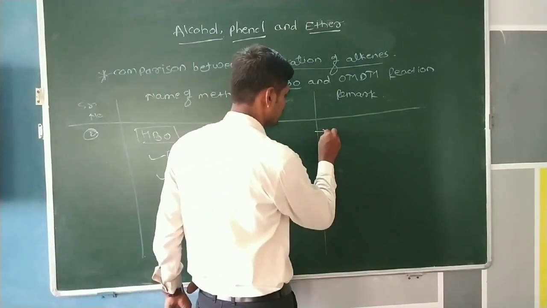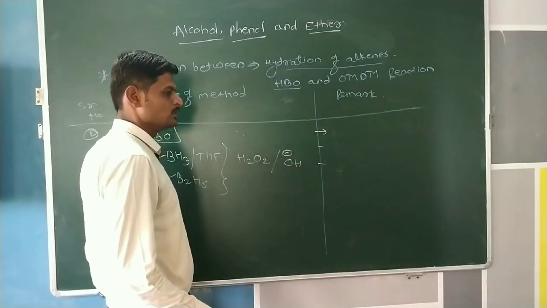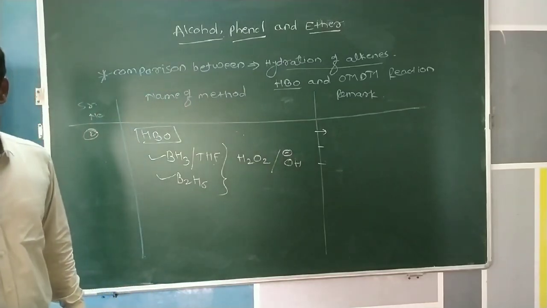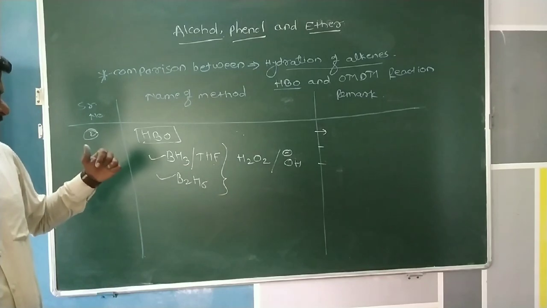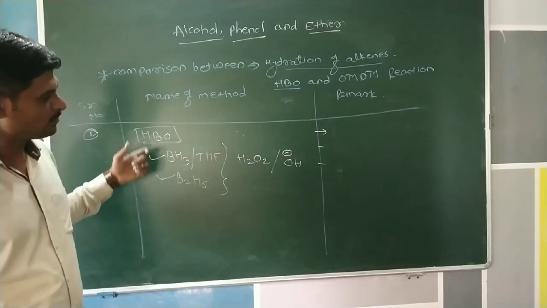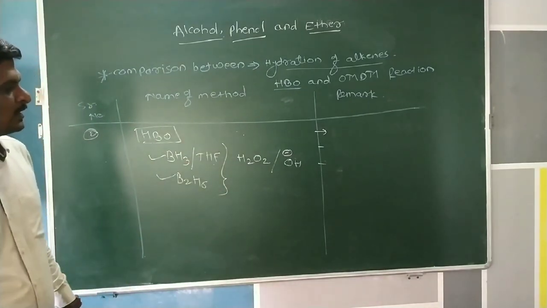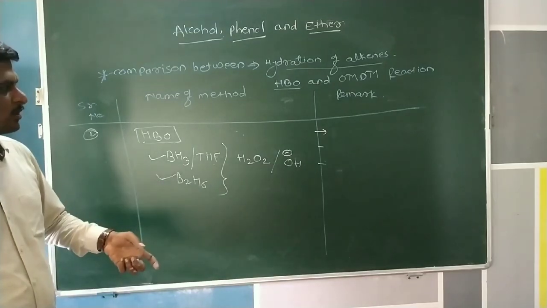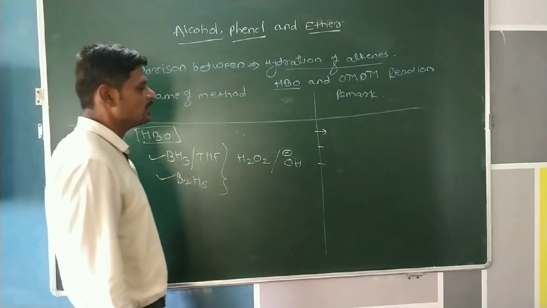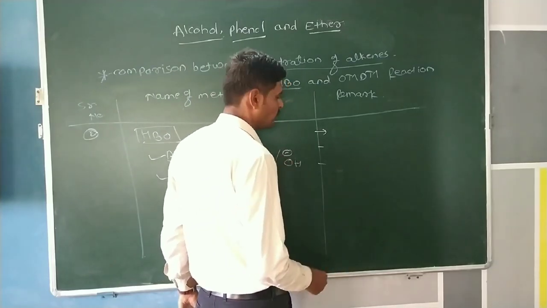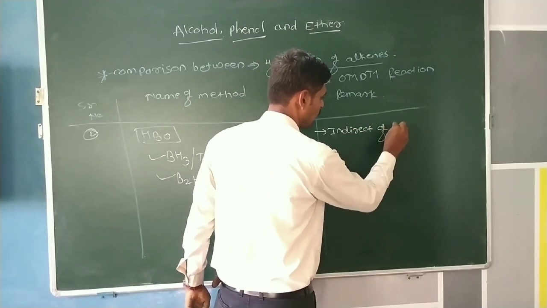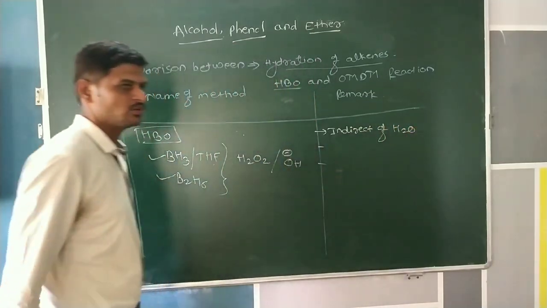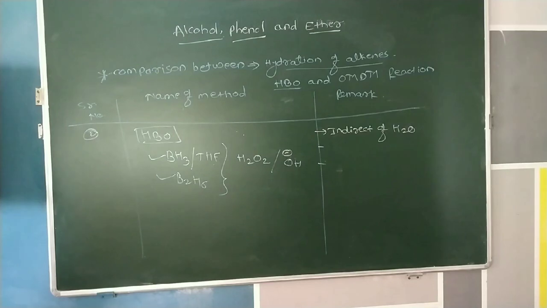In this reaction there is an addition of hydroxyl group, that means addition of OH group or addition of water molecule. In hydration of alkene there is a direct addition of water molecule, but in this reaction there is no direct addition of water molecule. That means it is an indirect addition of water. Why is there an indirect addition of water in this reaction?